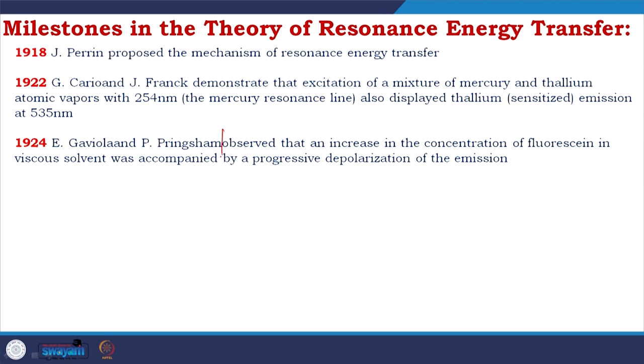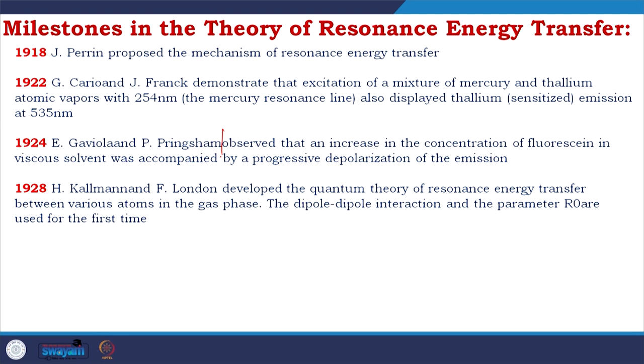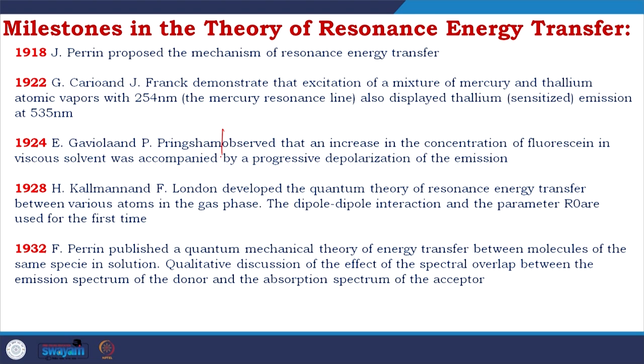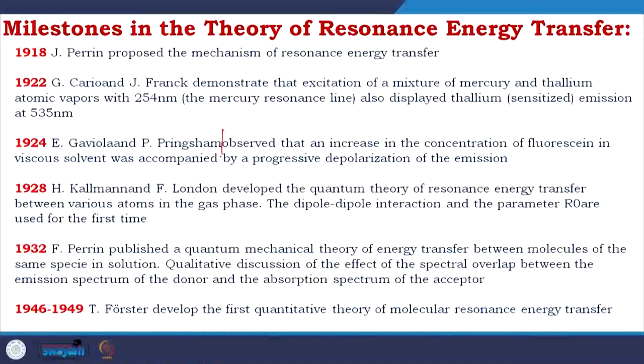In 1928, H. Kallmann and F. London developed the quantum theory of resonance energy transfer between various atoms in the gas phase. The dipole-dipole interaction and the parameter R0 were used for the first time. In 1932, Perrin published a quantum mechanical theory of energy transfer between molecules of the same species in solution. Qualitative discussion of the effect of the spectral overlap between the emission spectrum of the donor and the absorption spectrum of the acceptor. So, the first concept came, and finally, 1946 to 49, T. Förster, in whose name we know it today, developed the first quantitative theory of molecular resonance energy transfer.